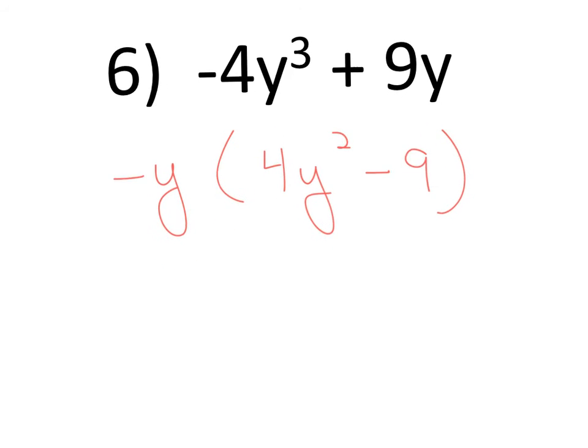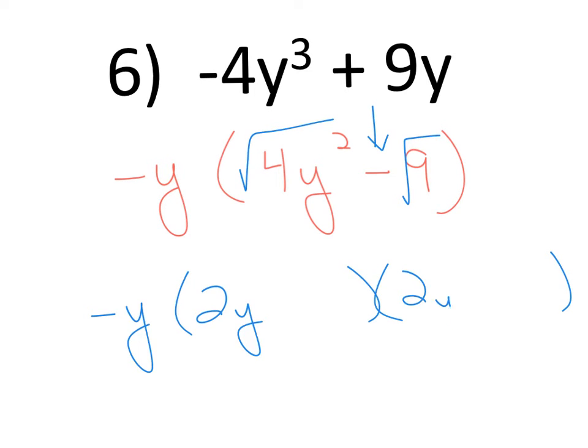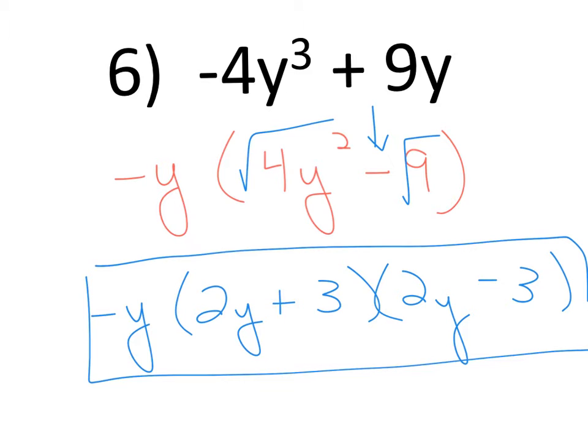Okay, so now I'm going to look at this guy, and I've got, is it subtraction? Yes. Can I square root, and can I square root? Okay, so the negative y again just stays out front. 4y squared goes to 2y and 2y. I have a plus, minus, and then the square root of 9 is 3 and 3. And that right there is my answer.